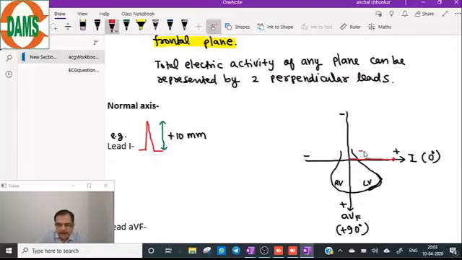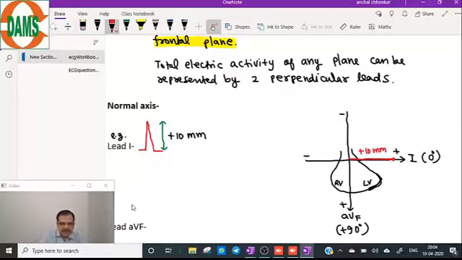This is plus 10 mm. This is the strength of QRS in lead 1. This is the strength of current in lead 1 of the ventricles. This is just for an example.